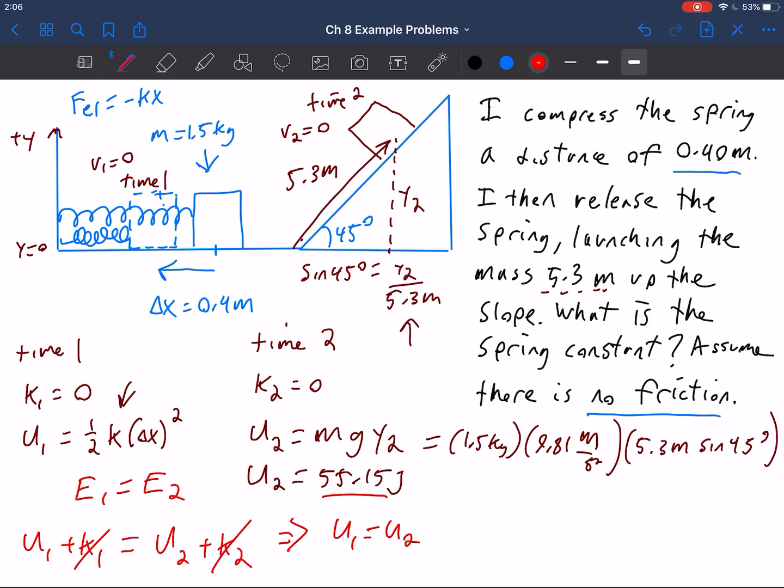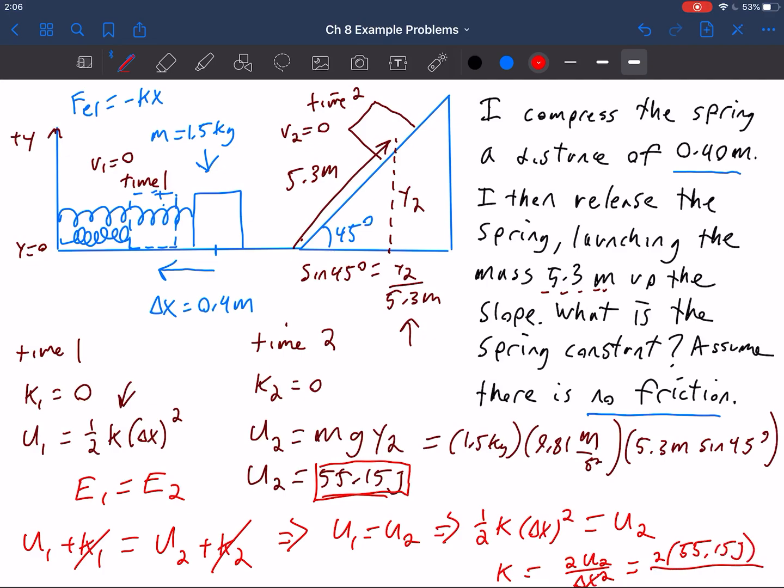It's equal to 1/2 k times delta x squared. Right, so let's plug that in. This means 1/2 k times delta x squared is equal to U2, and I can solve for k. K is equal to 2 times U2 over delta x squared. And I have numbers for all of these things. This is 2 times, again, 55.15 joules divided by delta x squared, which is 0.4 meters squared.